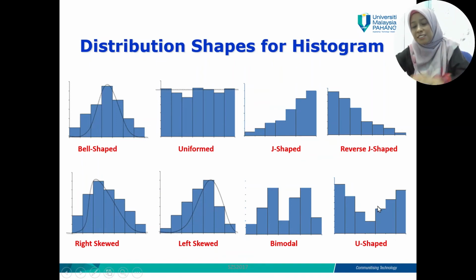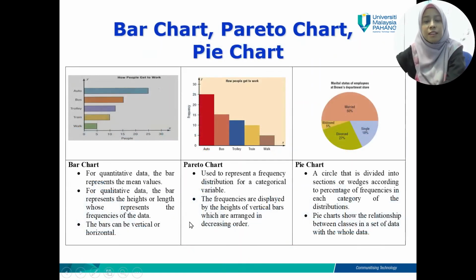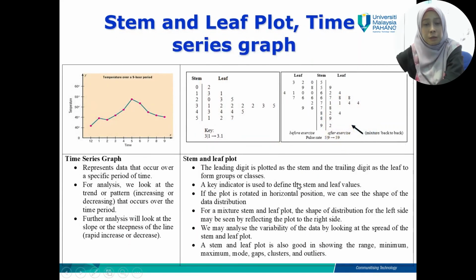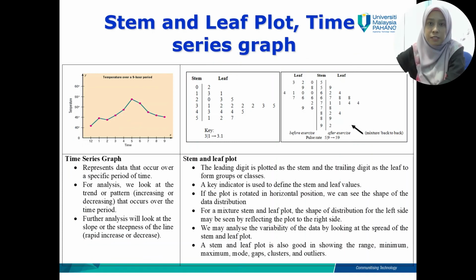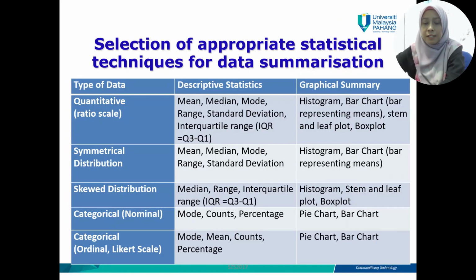Right, so these are the different shapes of histogram, and then you can still read on this. Please read on this to recall your memory about what is bar chart, Pareto chart, and pie chart. Okay, time series graph, stem and leaf plot, and also box plot, but the description is not included in this slide. It's okay. Right. So you have so many types of graphical representation that you can use. So which one is appropriate for which type of data? So let's talk about that on this slide.